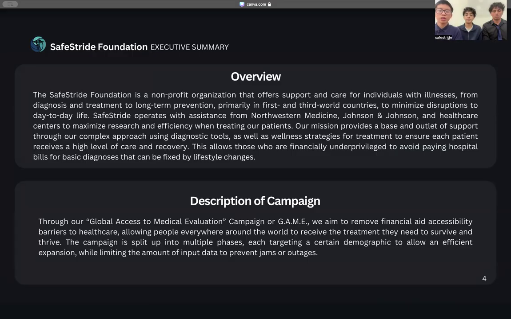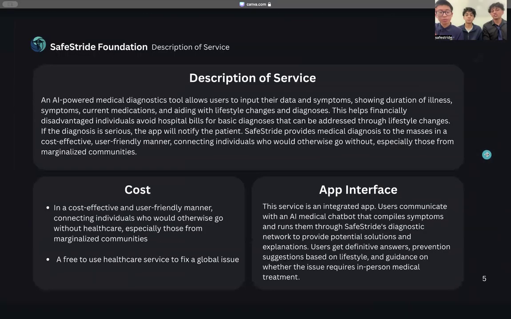Throughout our campaign, we'll be collaborating with other healthcare organizations such as Northwestern Medicine, Johnson & Johnson, and others. These organizations will help us make sure that SafeStride expands and functions more efficiently. Now, how does SafeStride work?